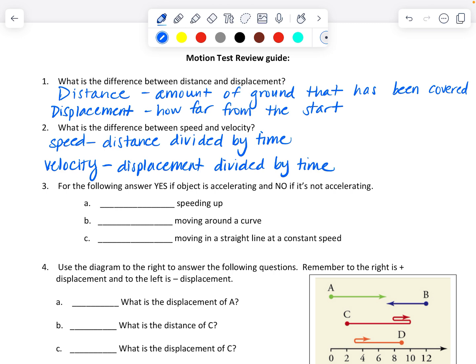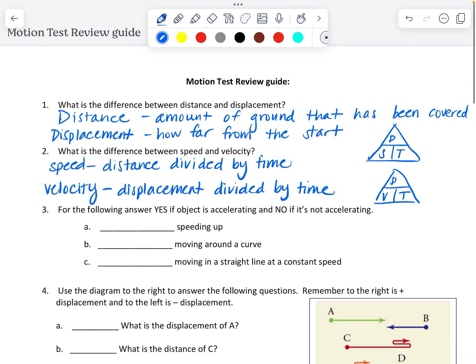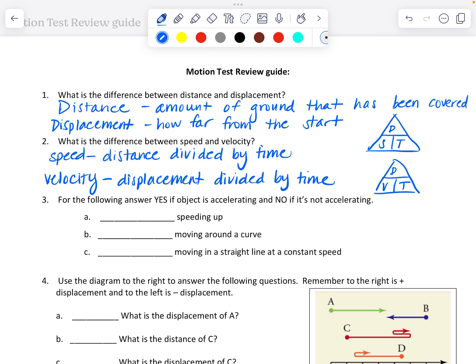So if I make the two triangles, I'll make the speed one up a little higher. So we've got speed, distance, and time. The next one we have velocity, displacement, and time. So you can see kind of the similarities and the differences there. We always, with displacement, have to add some sort of direction. Positive, negative, forward, back, left, right. Those are all good directions.